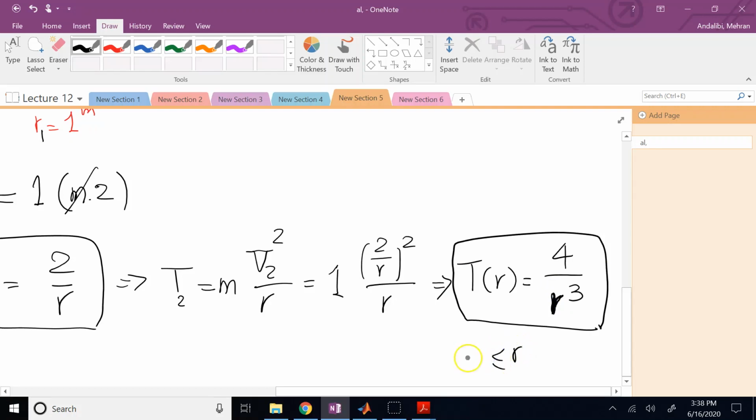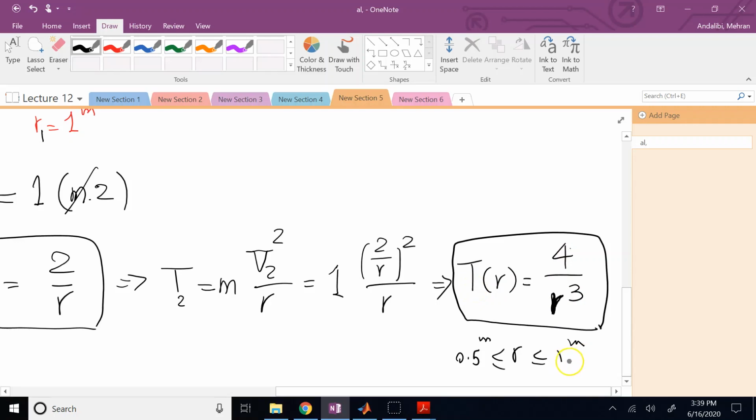Where r is anywhere between what? 0.5 and 1. So if you want to shrink the radius from 1 to an arbitrary radius r, which is bigger than 0.5 in this case, you have to change the tension at every time. And how would you change it? By 4 over r cubed. In other words, if you make r 2 times smaller, you need 8 times bigger tension.